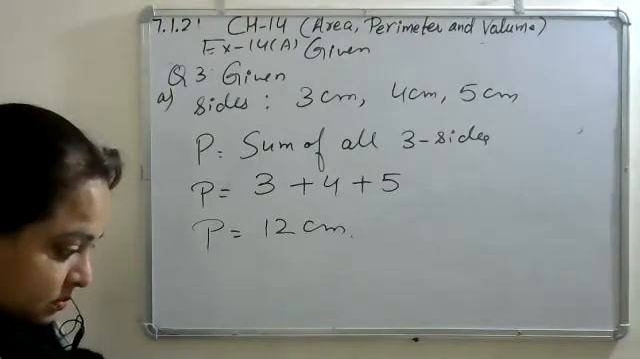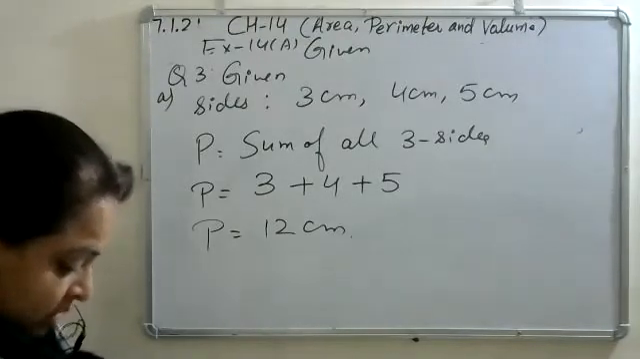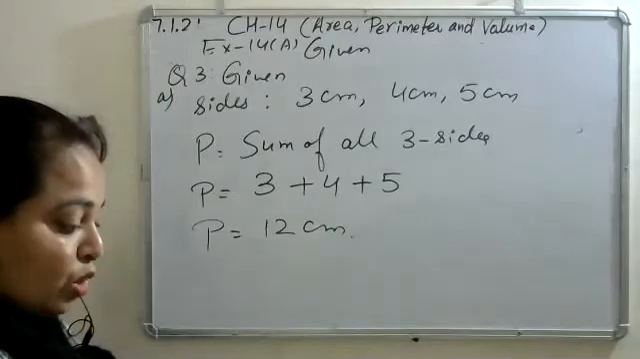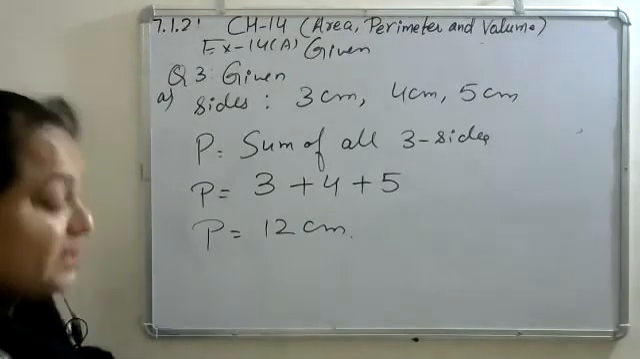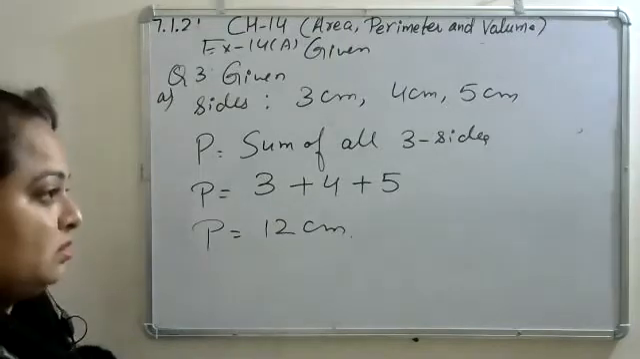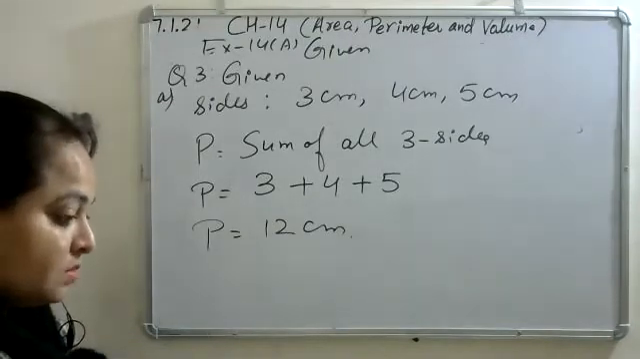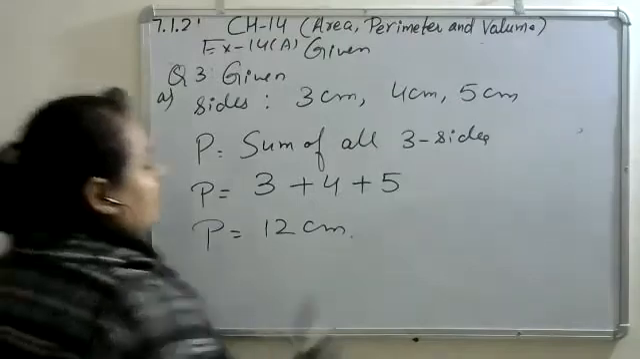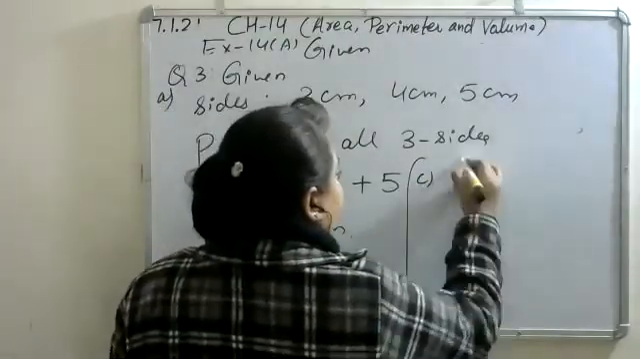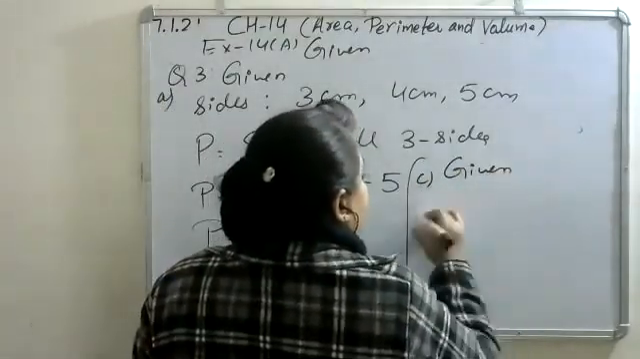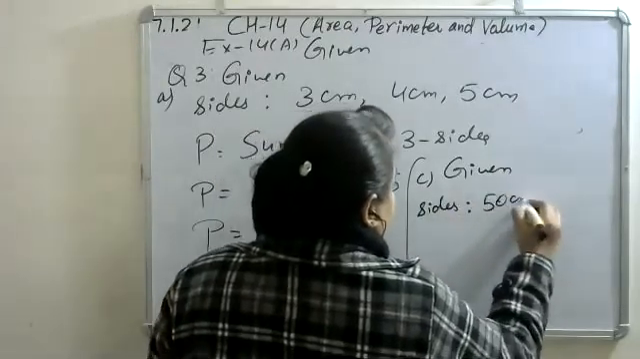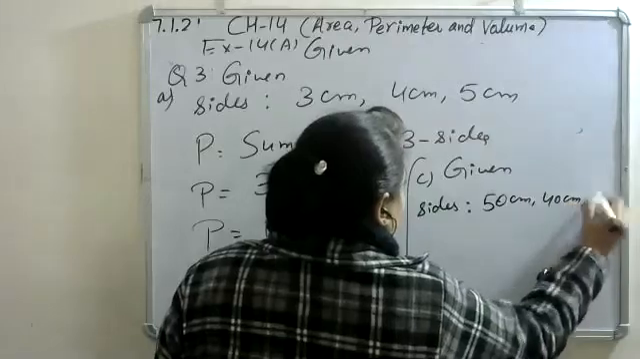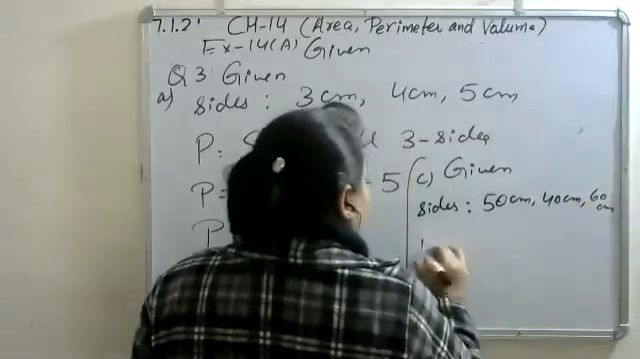First step, ma'am, given. Which information is given to you? 50 centimeters. Beta, what is this 50 centimeter? Ma'am, sides. Yes. So you will write like this: given sides 50 centimeter, 40 centimeter, 60 centimeter. Very good. Now tell me the formula.